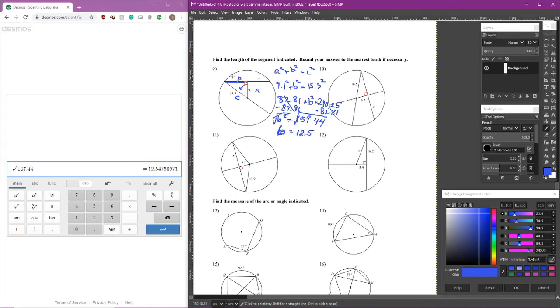And now we really are done, because when we have a perpendicular line, it's going to cut that chord that it intersects in half. So B is the same as X. This is going to be 12.5 as well.